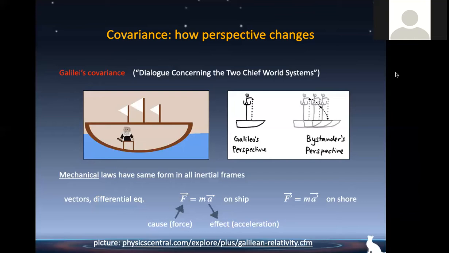where F and a are measured by me on the ship. You would do other experiments on the shore with balls and so on. You would come to a similar law, F' equal to m a'. I put the primes to denote that these are quantities that you measure on the shore. These are two equations that we come up with by doing experiments, myself on the boat and yourself on the shore. And these are the same equation. The force is proportional to the acceleration acting on the body.